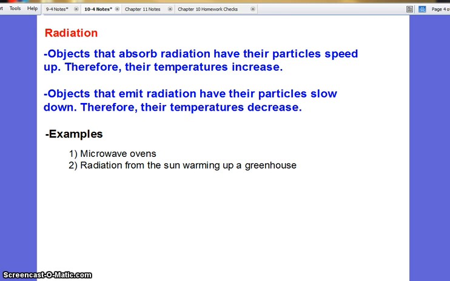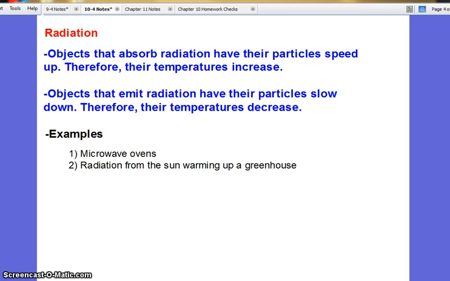Some examples of methods that we use to heat objects through radiation is microwave ovens. What happens is the microwaves that are produced are going to speed up the water particles within the food. And as the water particles speed up, they are going to increase in temperature and cook the food. Radiation from the sun warming up a greenhouse is another example of radiation. If you wear a black shirt, you will actually absorb more radiation than if you wear a white shirt. That's why we feel hotter when we wear dark clothing outside than if we wear lighter clothing outside.